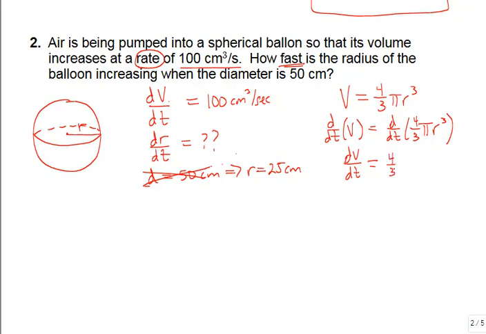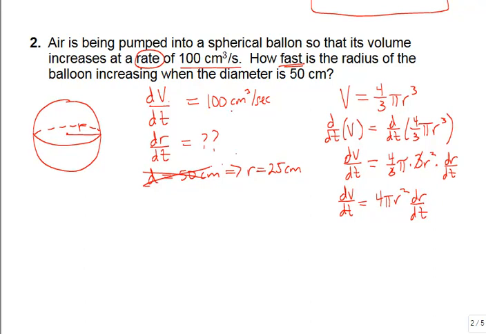So 4/3 pi is going to stay in our answer, and then the derivative of r cubed wants to be a 3r squared, but we're going to multiply that by our dr/dt because of that chain rule. Now before I plug anything in, I'm just going to clean things up a little bit. These 3's are going to cancel out, so dV/dt will become 4 pi r squared dr/dt, and now I'm ready to plug in whatever I know.